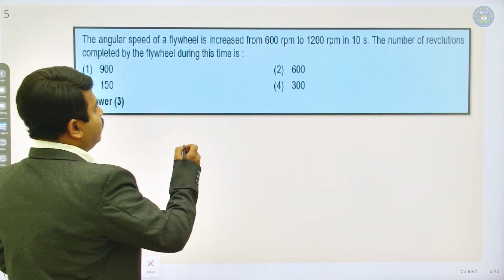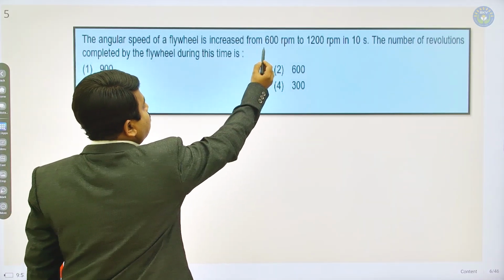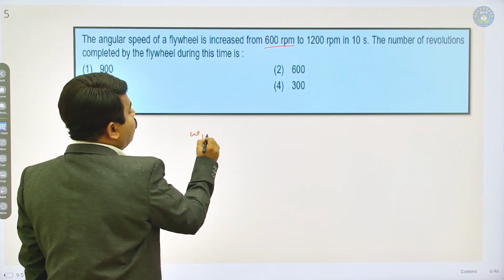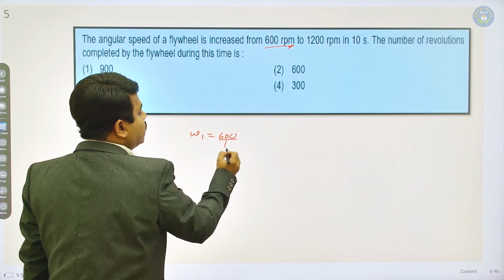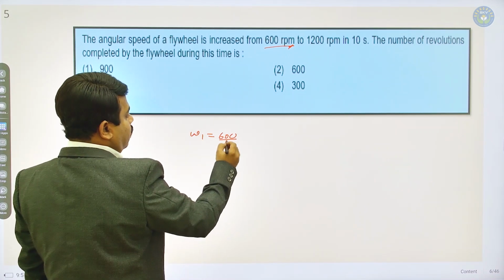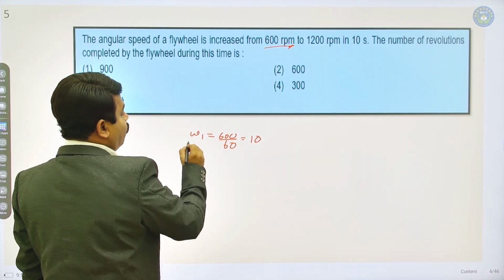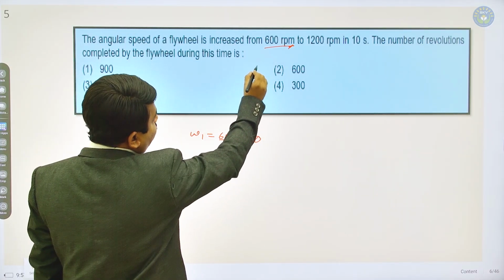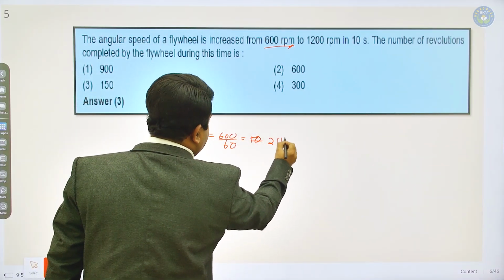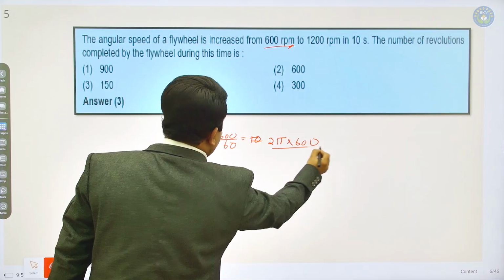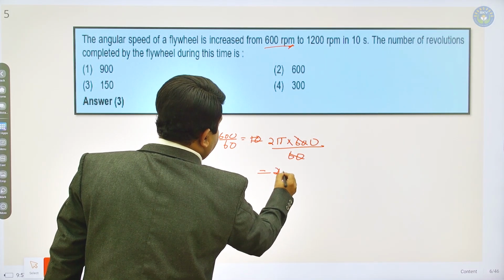So it is increasing from one rpm to another rpm. Initially, omega 1 is equal to 600, this is rotations per minute. By dividing by 60, we can make it per second. Omega is actually 2 pi f. Then we can write this as 2 pi into 600 divided by 60. That 60 cancels, this is 20 pi. Am I right?